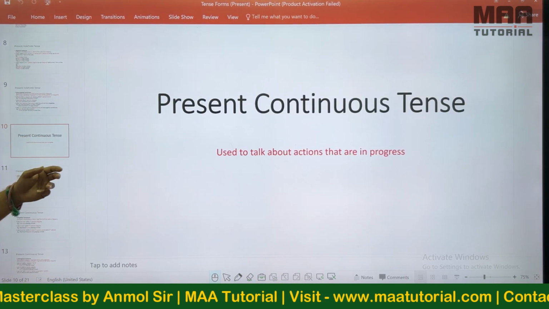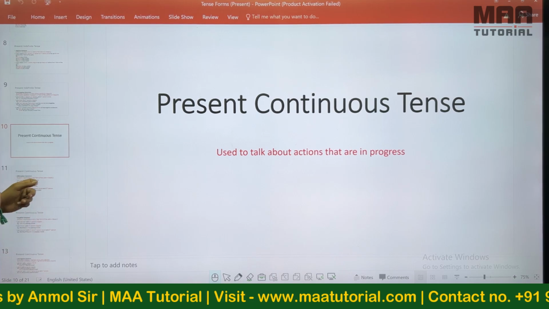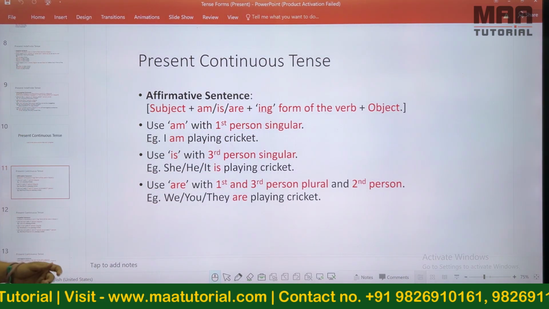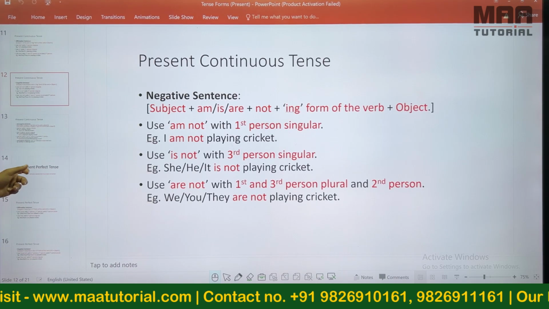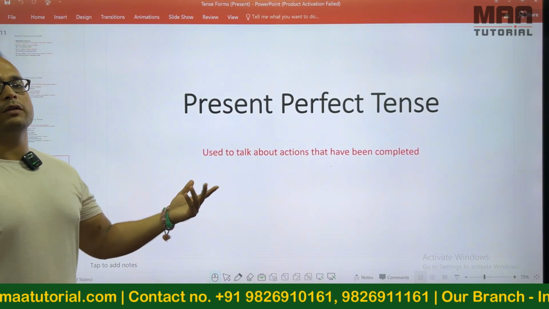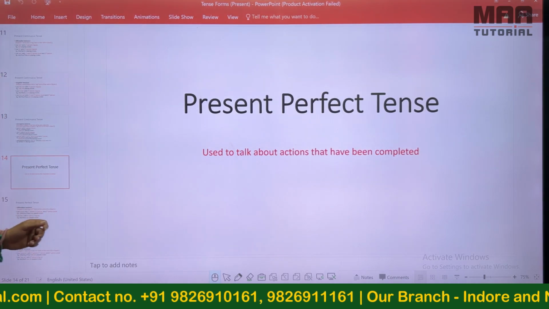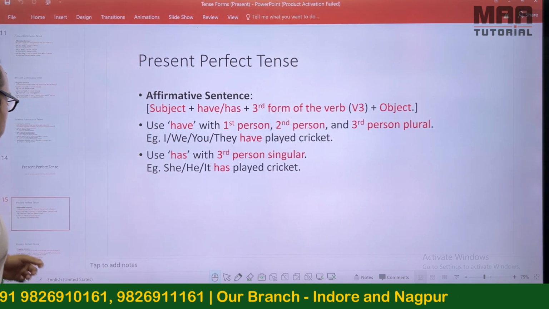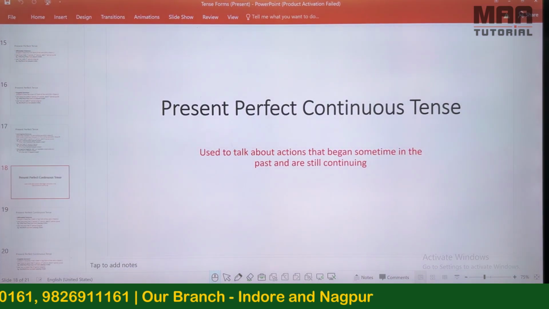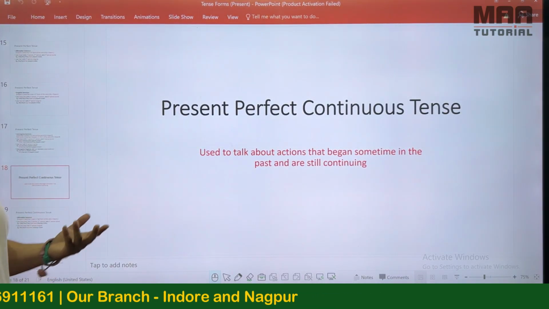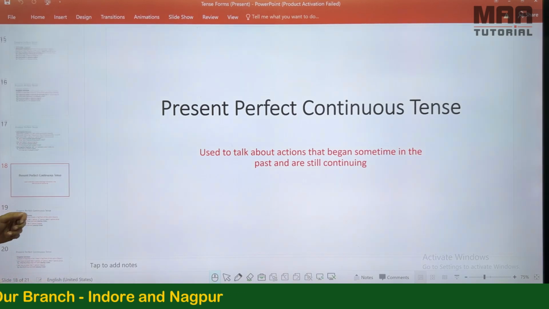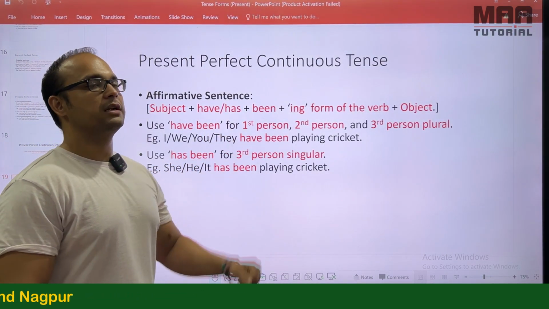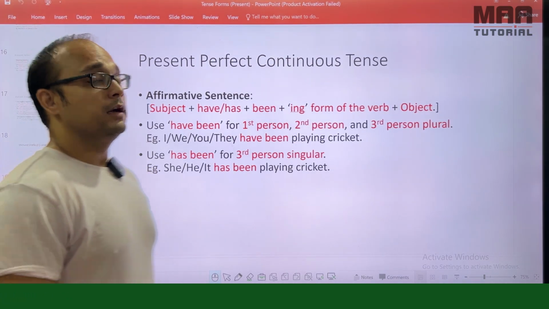Then we had the continuous tense, which talks about things that are in progress at the time. Here we are using the ing form of the verb along with the auxiliaries am, is, are. And then we had the perfect tense, which talks about things that have been completed. Here the auxiliaries were have, has, and the form of the verb being used was the third form. And then finally present perfect continuous tense, which talks about things that began sometime in the past and are still continuing. They also use the ing form of the verb like the continuous tense, but have the auxiliaries have, has and been.